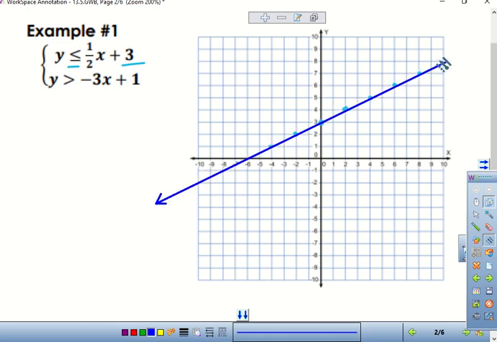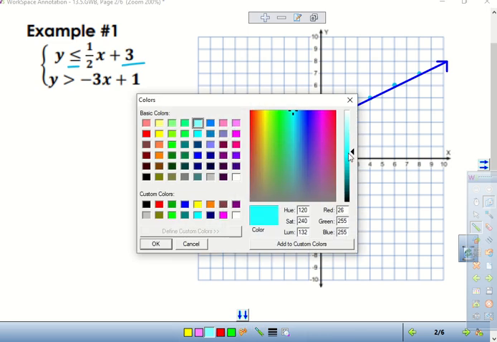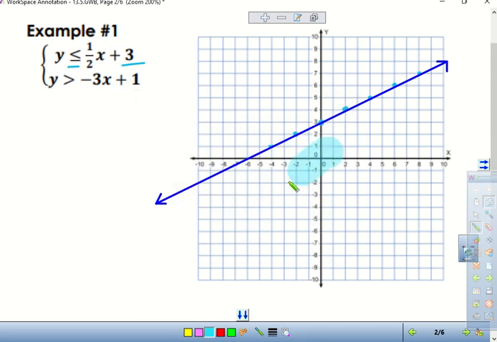And then I determine if I'm shading above or below. So in this case, I'm going to be shading below, because it is less than. Since it's less than, I'm going to be shading below. Just picking a better color. There we go. So it's going to look something like this once you do it. Now we're going to go ahead and graph the other one.